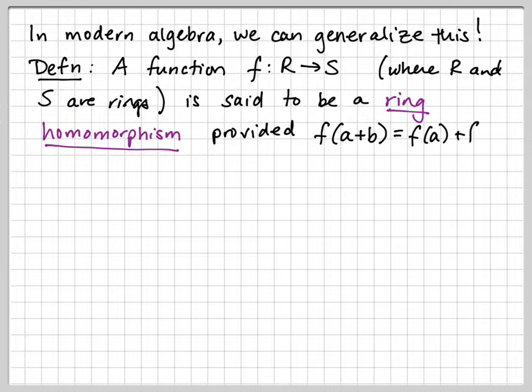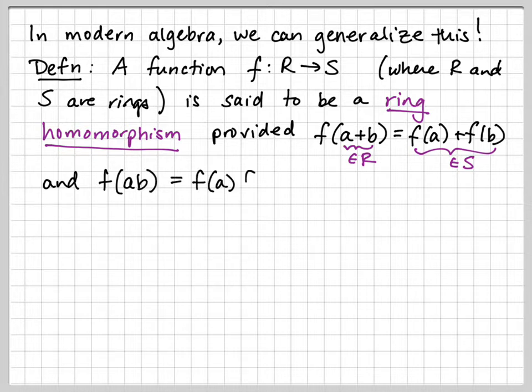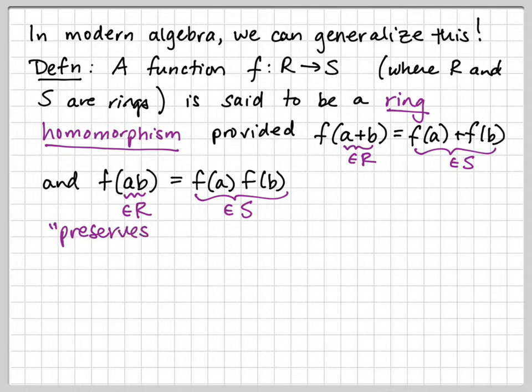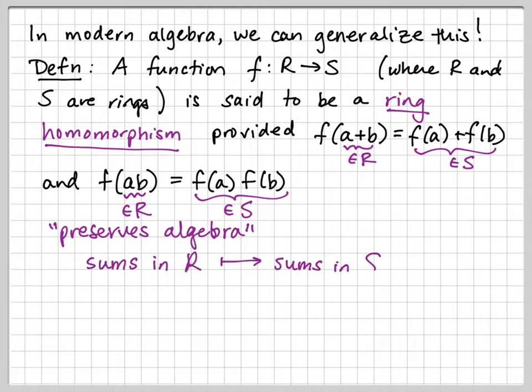I take f of a plus b, and I should get f of a plus f of b. And I take f of a times b, and I should get f of a times f of b. And this is a way of saying that this is a function between these two rings that preserves the algebra. The addition in the domain works the same way as the addition in the codomain. So sums get sent to sums, and products get sent to products.